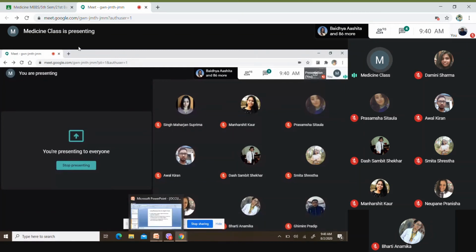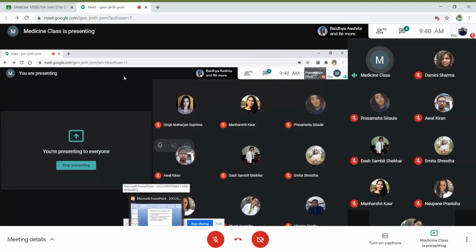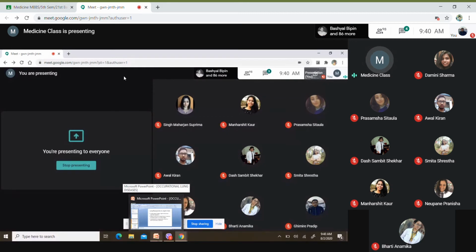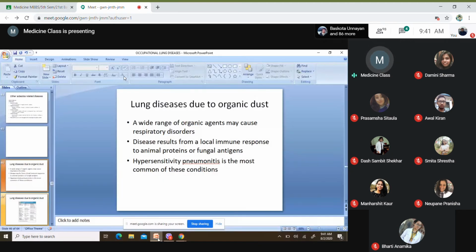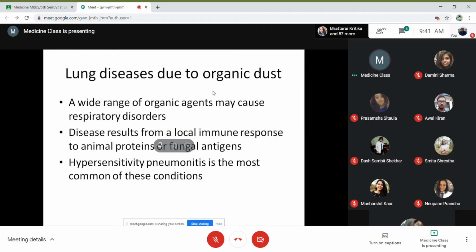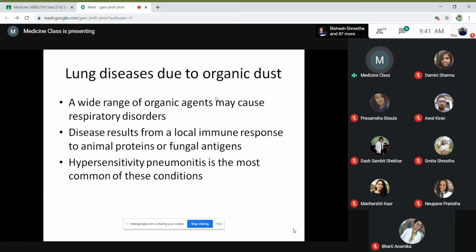Pneumonitis. Okay, so last time we talked about the airway diseases as well as the disease produced by inorganic dust. Now today I'll be covering the remaining part that includes lung diseases due to organic dust. So we can see that there are a wide range of organic agents that may cause respiratory disorders.